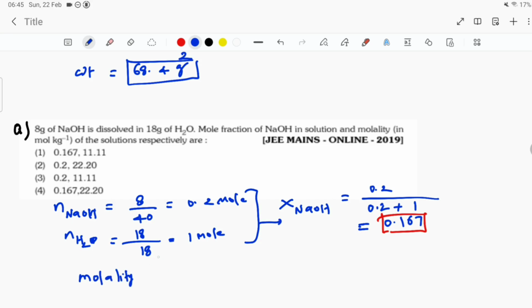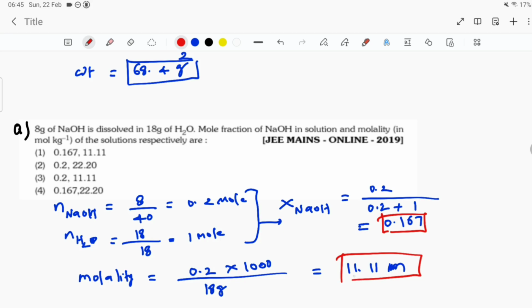Once you know this, molality is easy to find. Molality is equal to the number of moles of solute, 0.2, by the weight of solvent, 18 grams. You have to convert into kg. I am using 1000 here, so 11.11 molal. In grams, but we need in kg, right? So I convert it into kg, 11.11 molal. So overall, the correct answer should be option 1. Option 1 is correct.